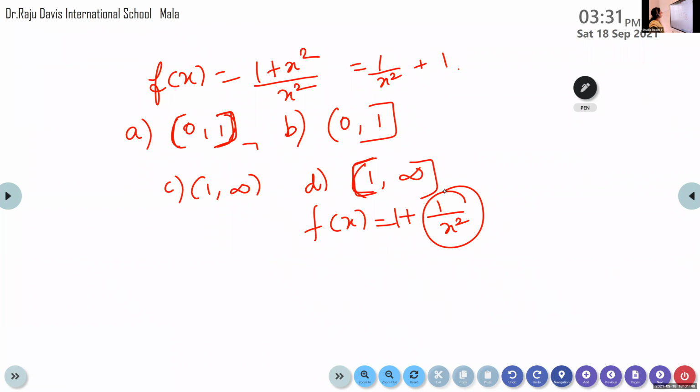So what will be the answer? It will be greater than 1, so either C or D. What will be the answer? It is open 1 to infinity. C is the answer.